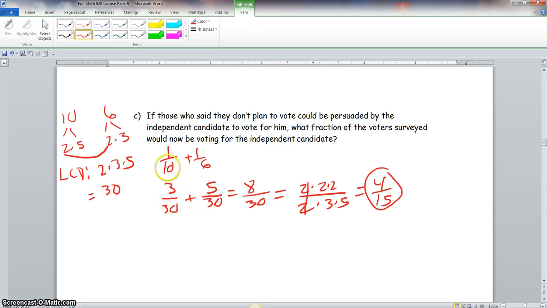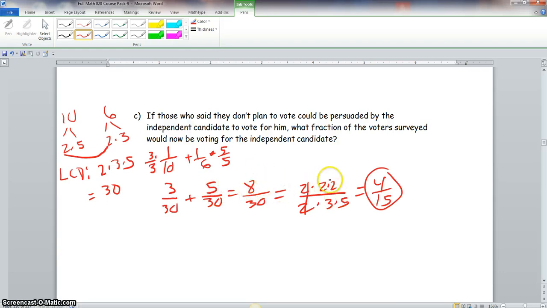Now we say 30 divided by 10 is 3. So we'll multiply this numerator and denominator by 3. And 3 times 1 is 3, and 3 times 10 is 30. Now we say 30 divided by 6 is 5. So we multiply the numerator and denominator by 5. 6 times 5 is 30, and 1 times 5 is 5. We carry over our 30. 3 plus 5 is 8.